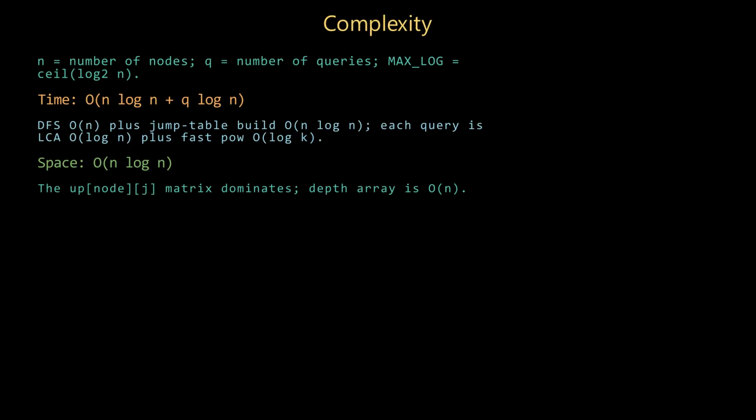Let n be the number of nodes and q the number of queries. Preprocessing builds the jump table in order n log n. Each query finds an LCA in order log n, then raises 2 to the k-1 with fast modular exponentiation. Total time is n log n plus q log n, space is order n log n for the up matrix.